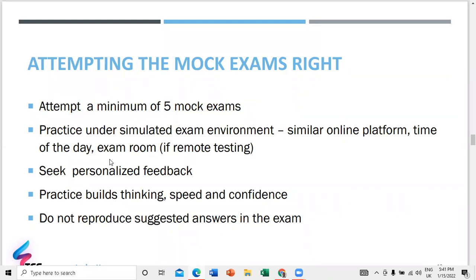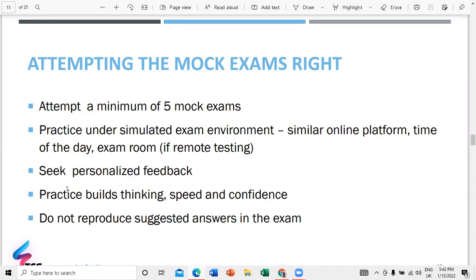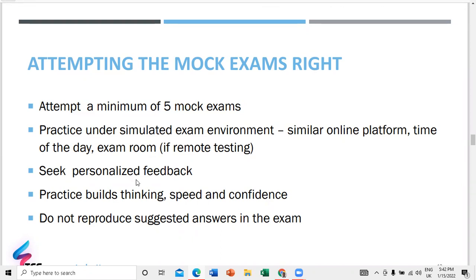Why am I telling you all these things? Because then it helps you with your preparation. The more prepared you are, the higher the chances of you passing the real exam. Okay, and you need to seek personalized feedback, especially if you are coming through an exemption route such as FLP, or especially if you had not gotten good marks, or if you struggled at the OTQ levels. It's of utmost importance that you seek personalized feedback. And practice builds thinking, speed, and confidence. So that's exactly why I want you to do these 5 mocks under exam conditions whilst practicing.